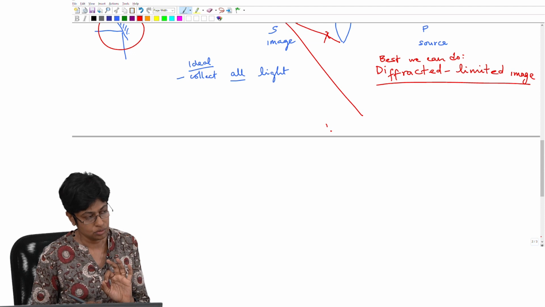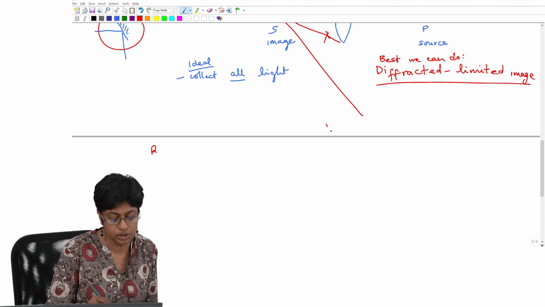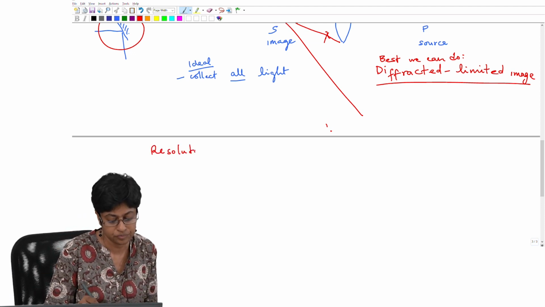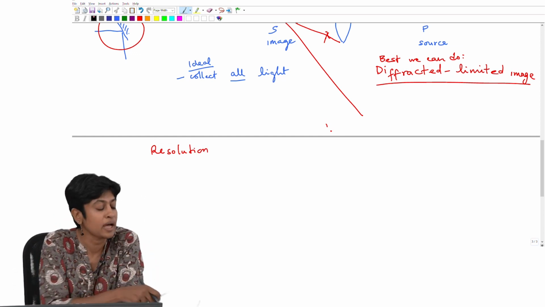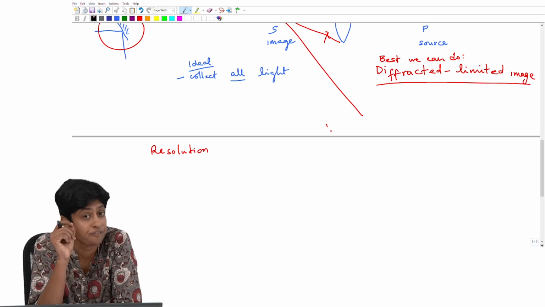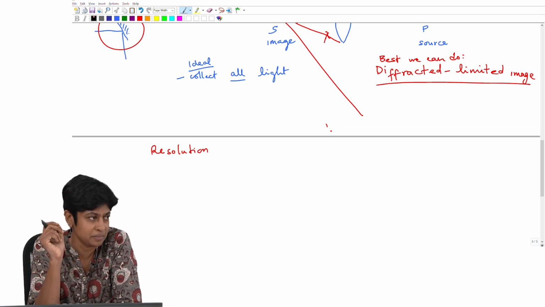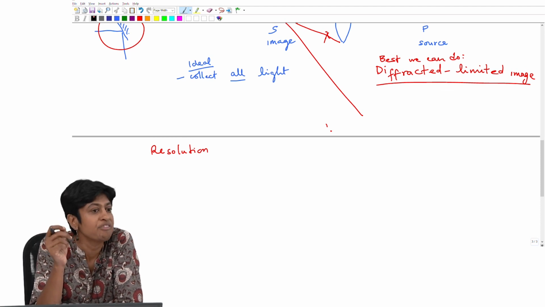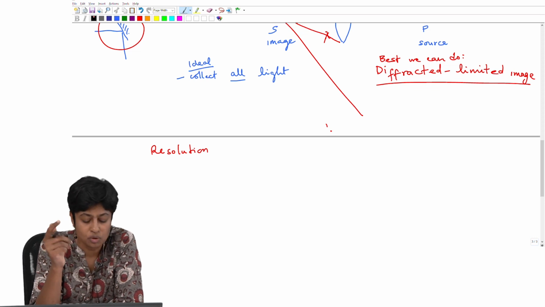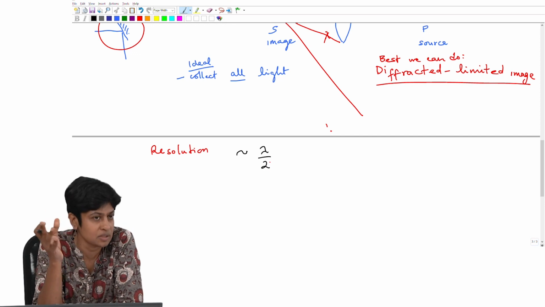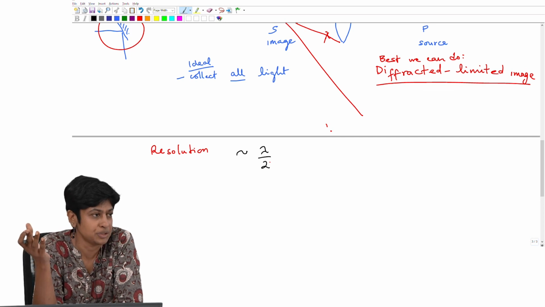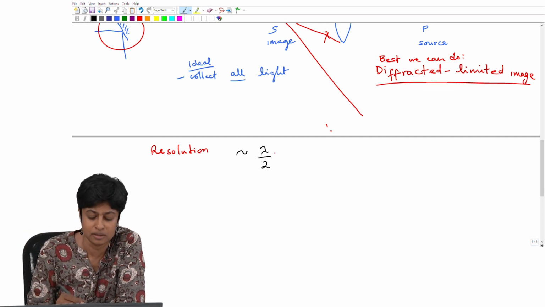This also relates to the resolution with which you can image. Clearly, I want my imaging system to have a high resolution. I want to capture the fine details in the object that I'm imaging. Optical systems are limited by the wavelength of the light that you're using. So, rule of thumb, you can say roughly lambda by 2, where lambda is the wavelength. Lambda by 2 is the best resolution that you can get with an optical system.